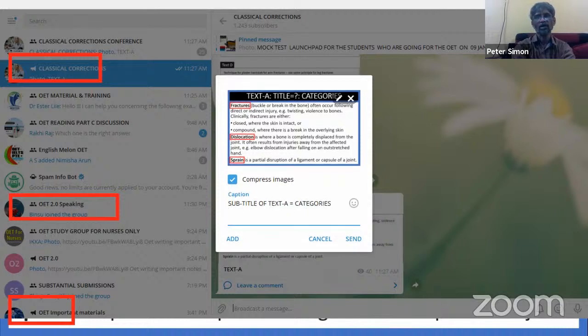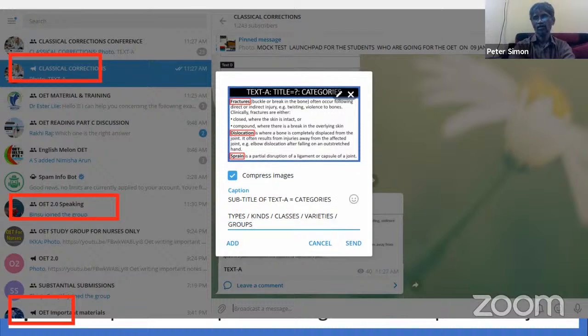You can say types or kinds or classes or varieties. I'm giving you all, note down: types, kinds, classes, varieties, and categories, groups, divisions.